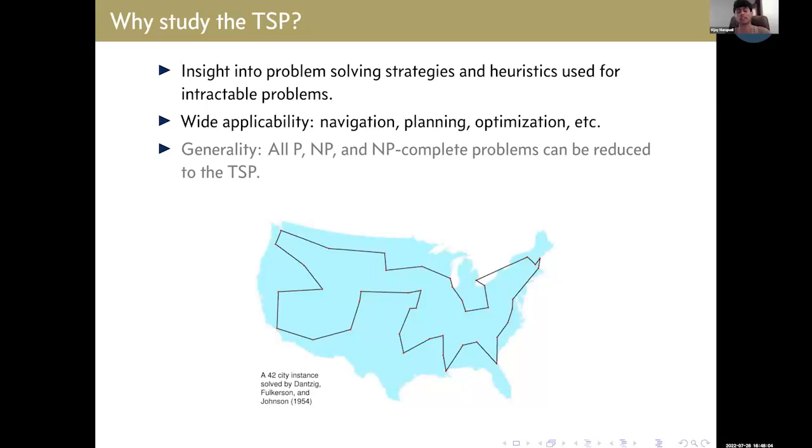So why study the traveling salesperson problem? The problem can provide us insight into problem-solving strategies and heuristics used for intractable problems where finding an exact solution is pretty hard. And it also has wide applicability. The TSP shows up in navigation, planning, and optimization problems all the time, and people do complete these problems. So it can be useful to study the TSP.